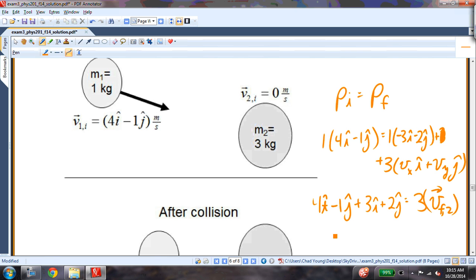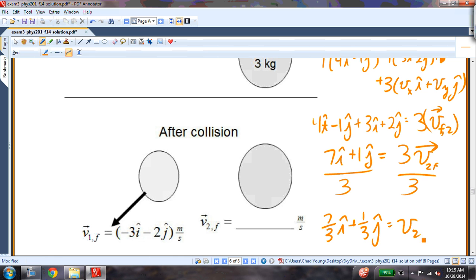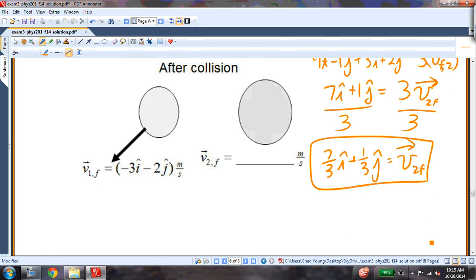So this is 4 plus 3 is 7i plus 1j, equal to 3 v2f. And I divide both sides by 3. So I get 7/3 i plus 1/3 j equals v2f. That's my final velocity.